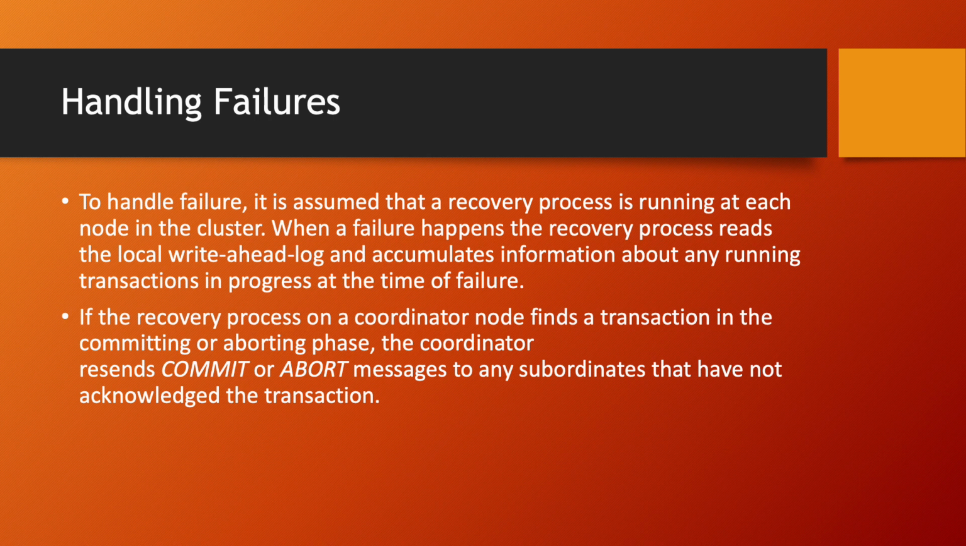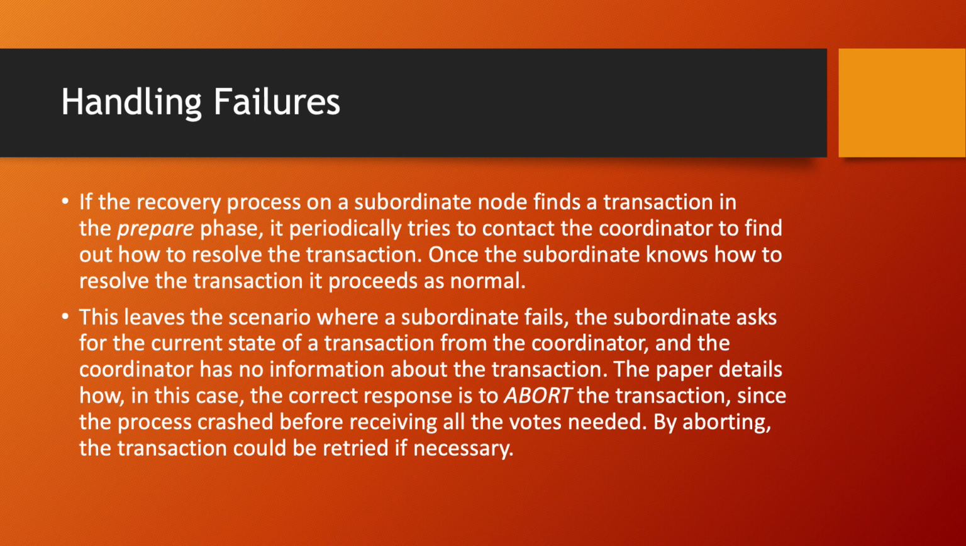To handle failures, it is assumed that a recovery process is running at each node in the cluster. When a failure happens, the recovery process reads the local write-ahead log and accumulates information about any running transaction in progress at the time of failure. If the recovery process on a coordinator node finds a transaction is in committing or aborting phase, the coordinator sends commit or abort messages to any subordinates that have not acknowledged the transaction. If the recovery process on a subordinate node finds a transaction in the prepare phase, it periodically tries to contact the coordinator to find out how to resolve the transaction.